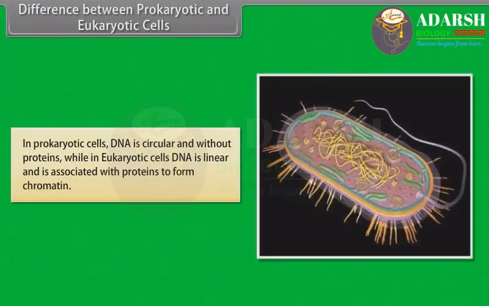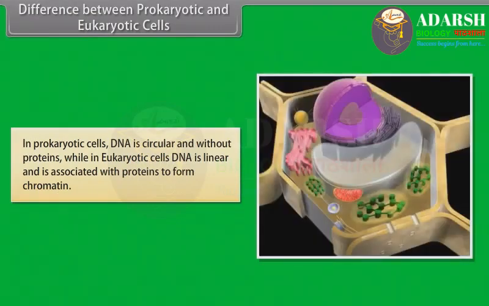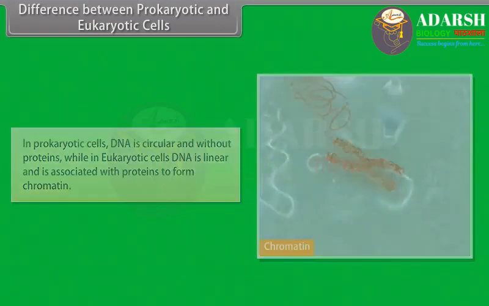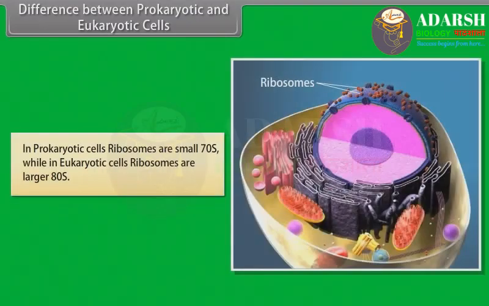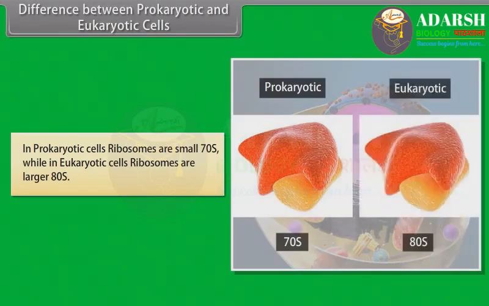In prokaryotic cells, DNA is circular and without proteins, while in eukaryotic cells, DNA is linear and is associated with proteins to form chromatin. In prokaryotic cells, ribosomes are small, 70S, while in eukaryotic cells, ribosomes are larger, 80S.